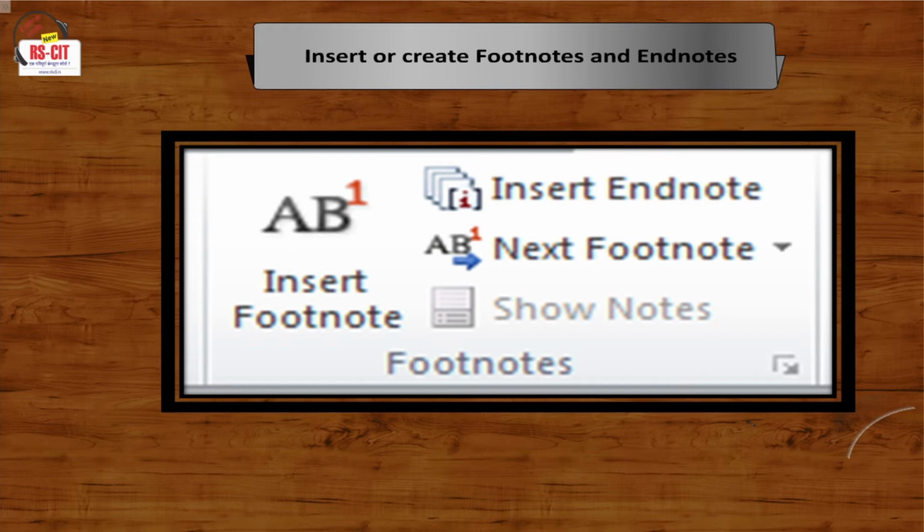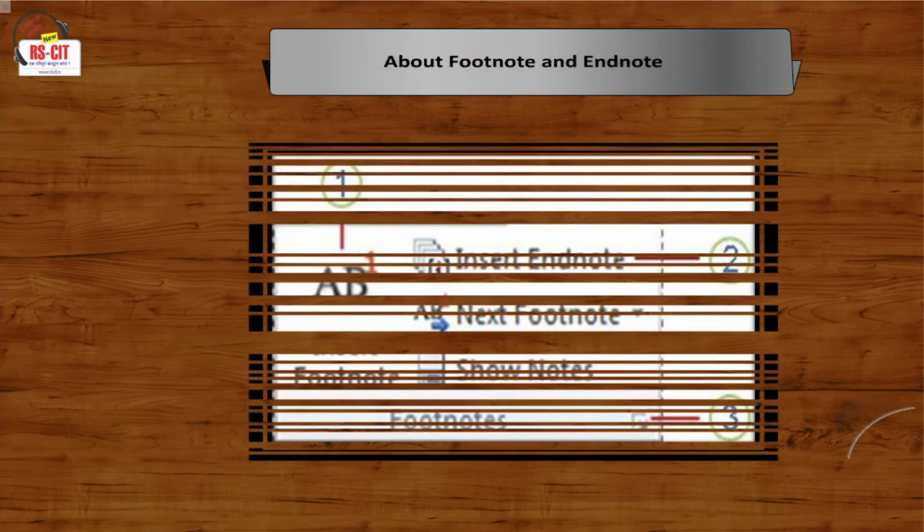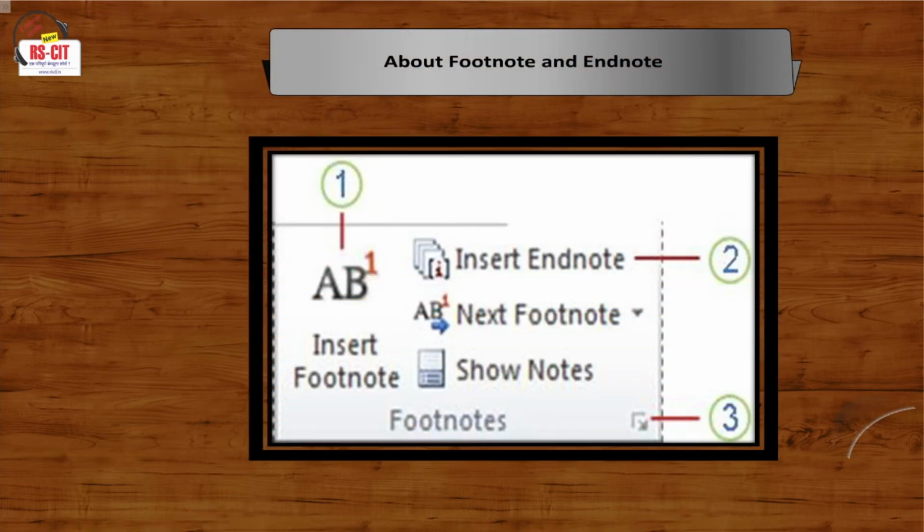Note: if you want to create a bibliography, you can find commands for creating and managing sources and citations on the References tab in the Citations and Bibliography group. About footnotes and endnotes. A footnote or an endnote consists of two linked parts: the note reference mark and the corresponding note text. Footnote and endnote reference marks. Separator line. Footnote text. Endnote text.